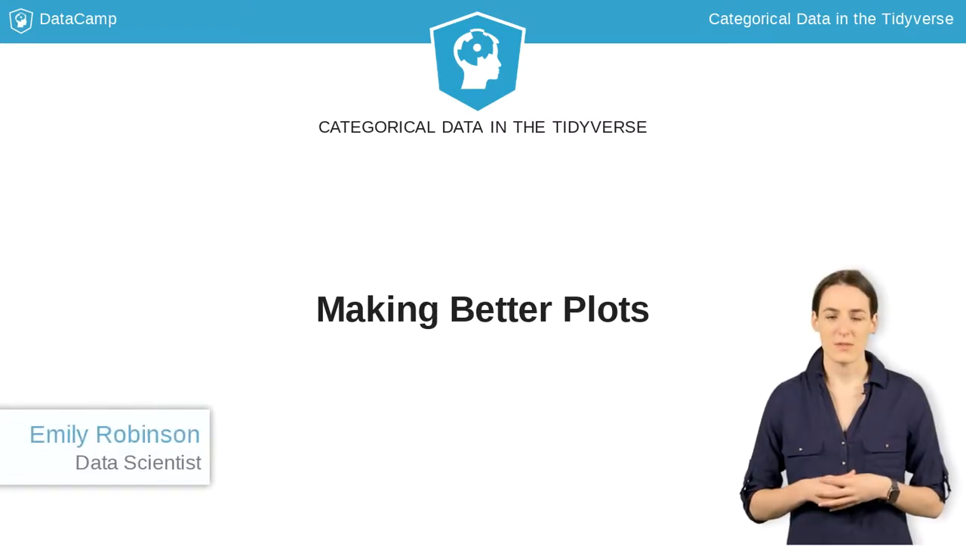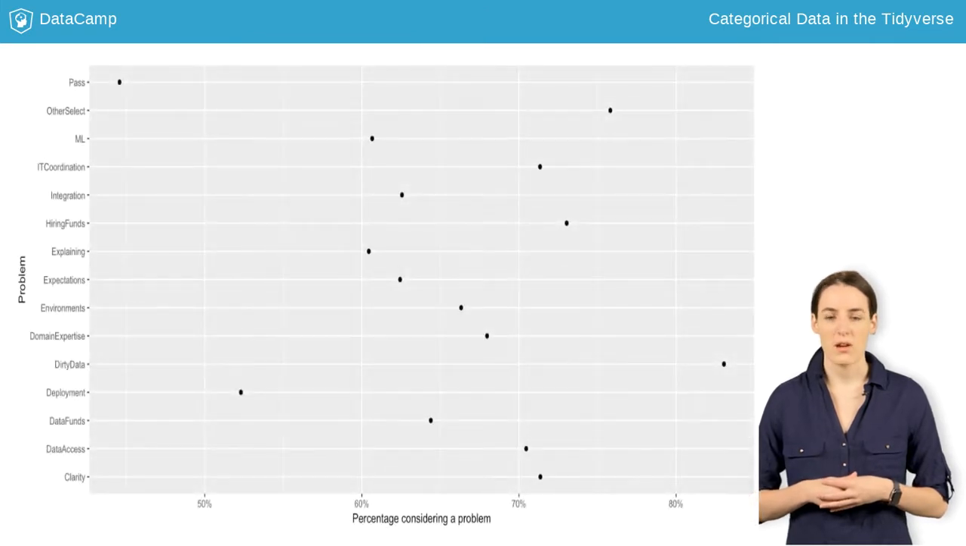One of the places forcats really shines is in helping you make better graphs. Have you ever made a graph and everything is in the wrong order? What's wrong with this plot? Well, how quickly could you answer, what's the third biggest problem people face?